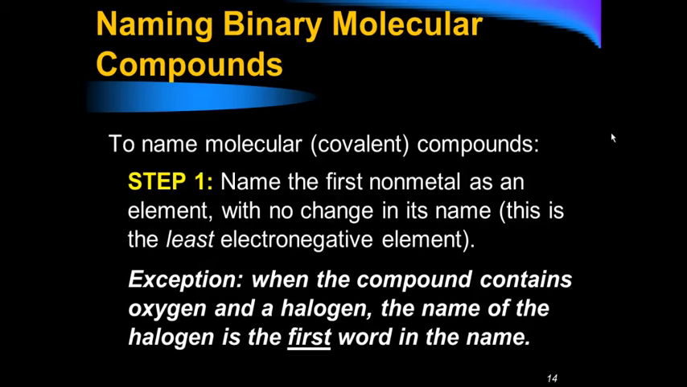If you don't have the formula, if you have a structure or a molecule, then you have to figure out which one's the least electronegative. And that's going to be the one that you write down first. Now, that's the rule. And of course, with every rule, there's always an exception. The exception is if you have oxygen and a halogen together, you always write the halogen first, no matter what.